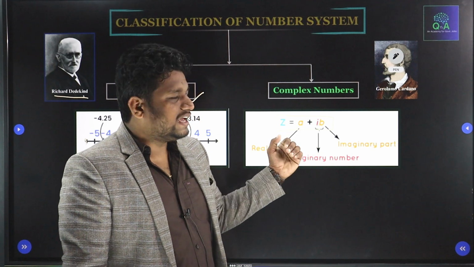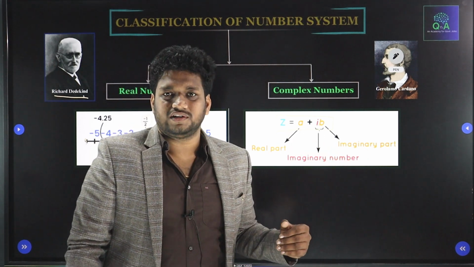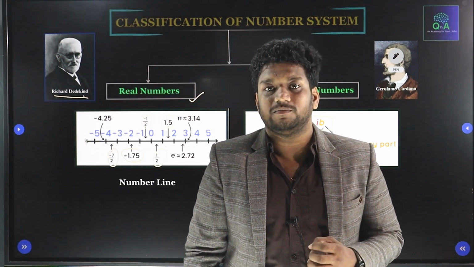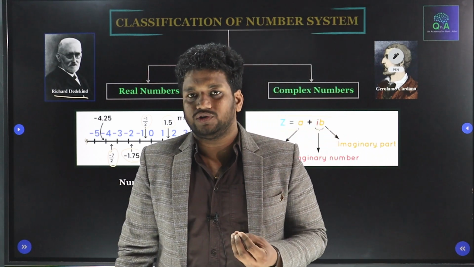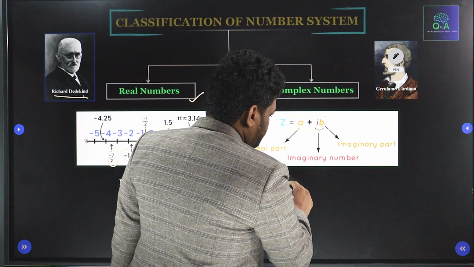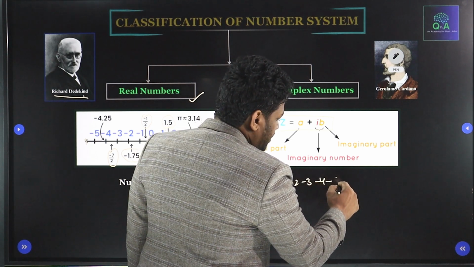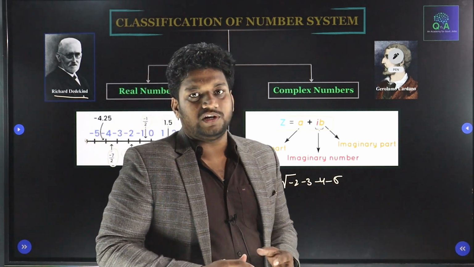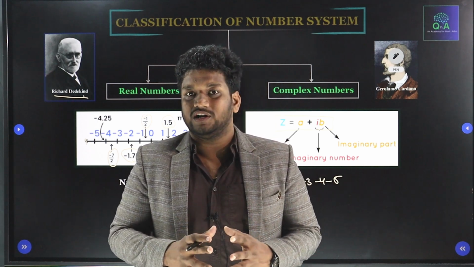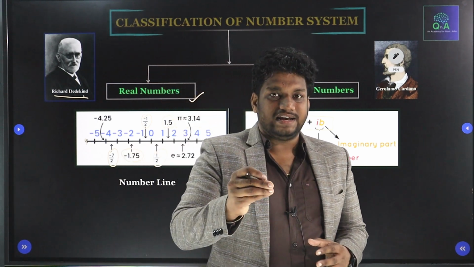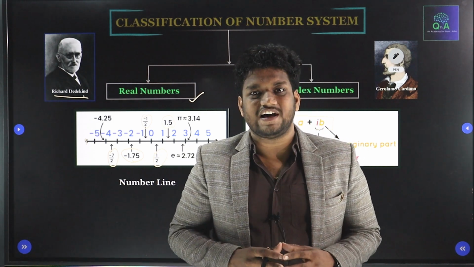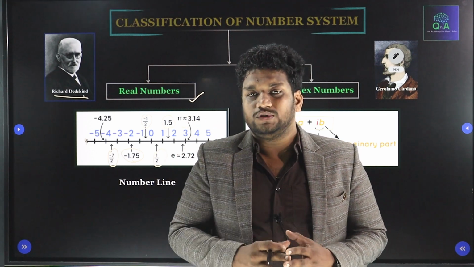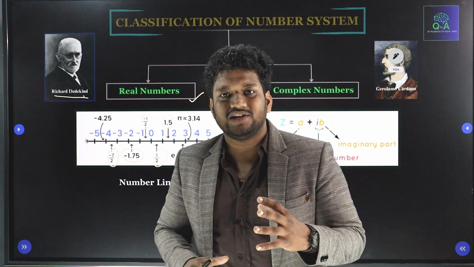In this, what is i? i is the imaginary part. First of all, what are imaginary numbers? Negative numbers, like -2, -3, -4, -5, do not have any defined real value. If you put such numbers under a root, those numbers are considered imaginary numbers.